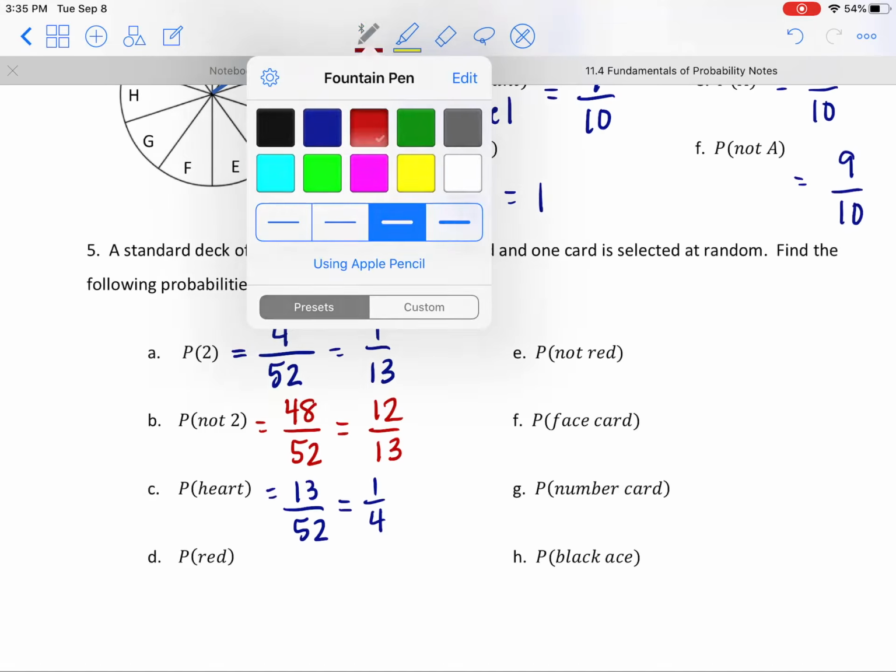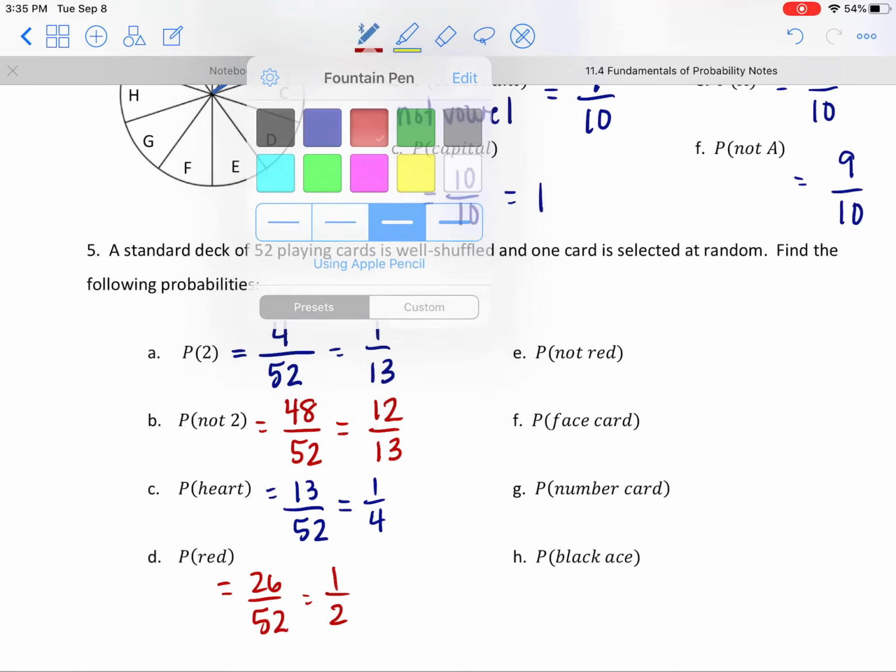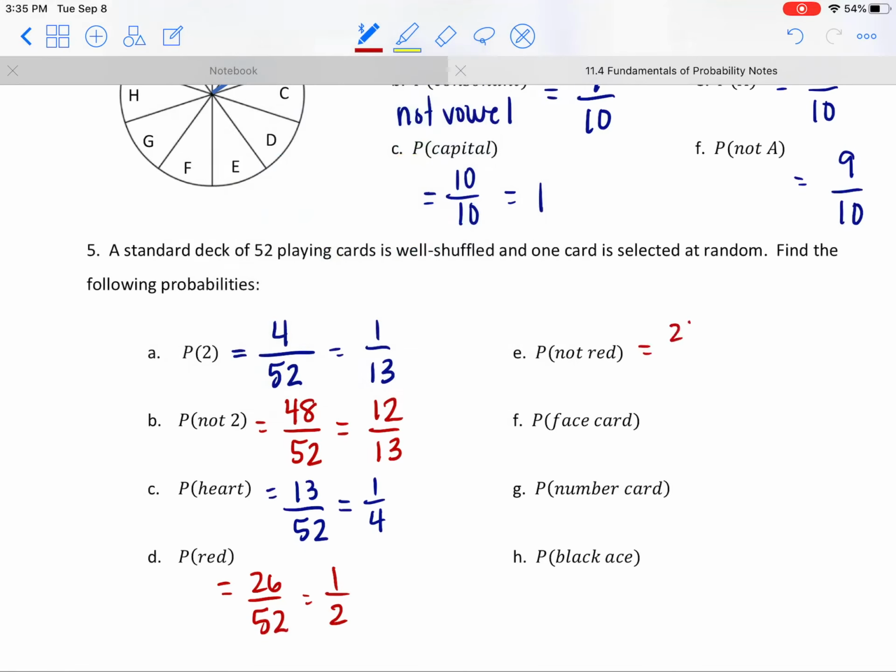And how about red? What's the probability that we choose a red card? Well, half the cards are red, half the cards are black. 26 out of the 52 cards are red. Again, that is half of them. The other half, then, would not be red. So not red is the other cards, the black cards. 26 out of 52, the other half of them.